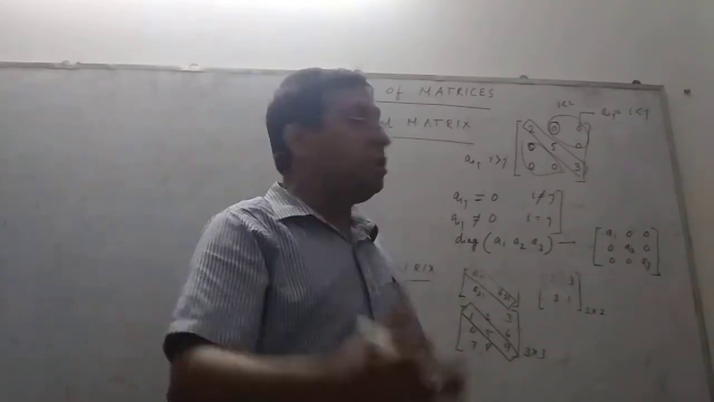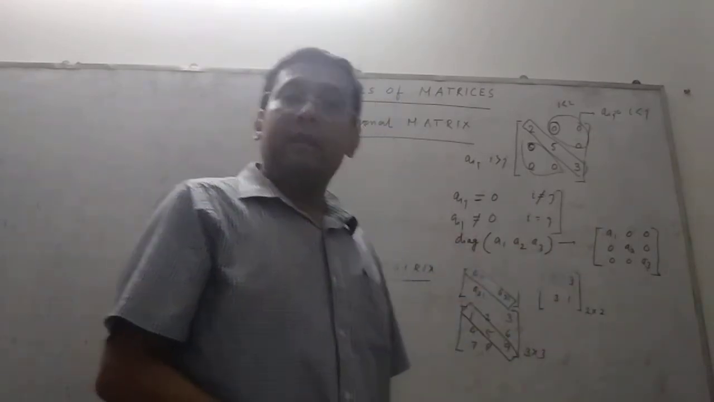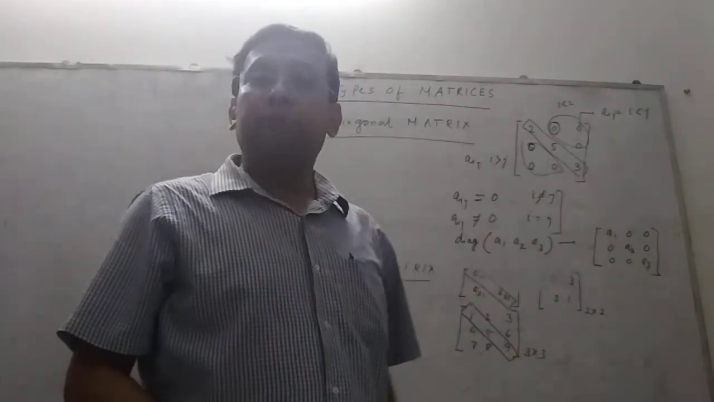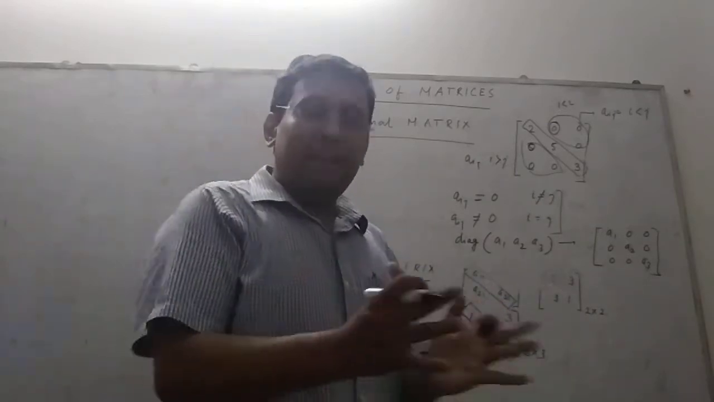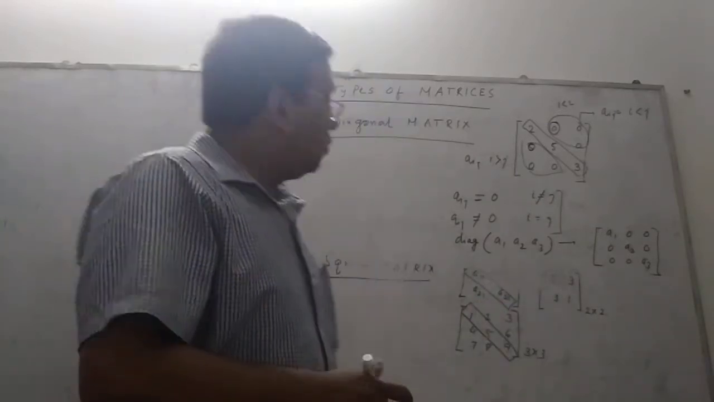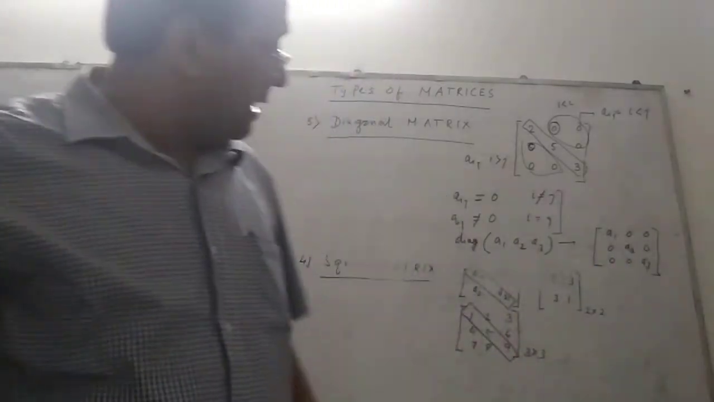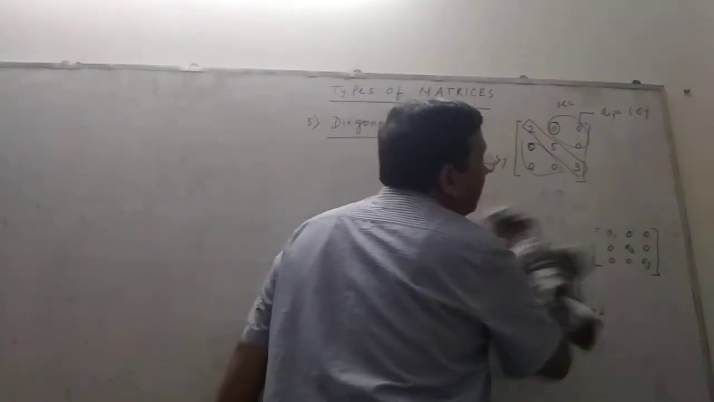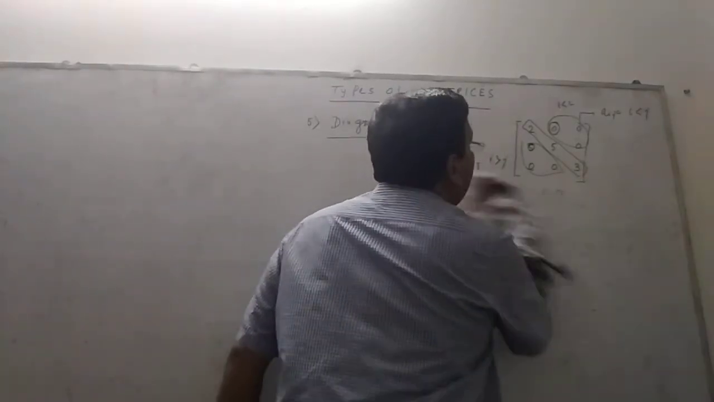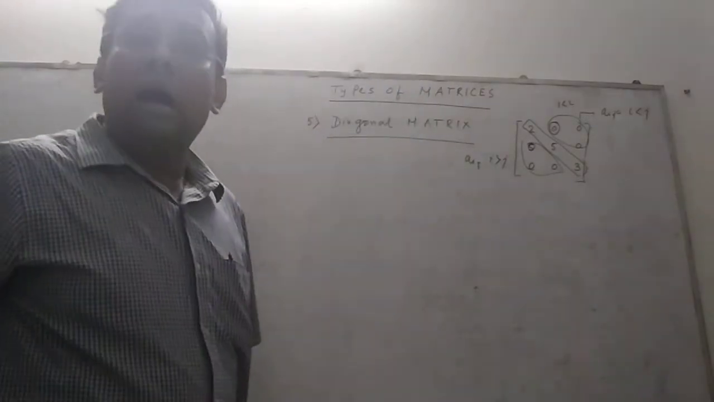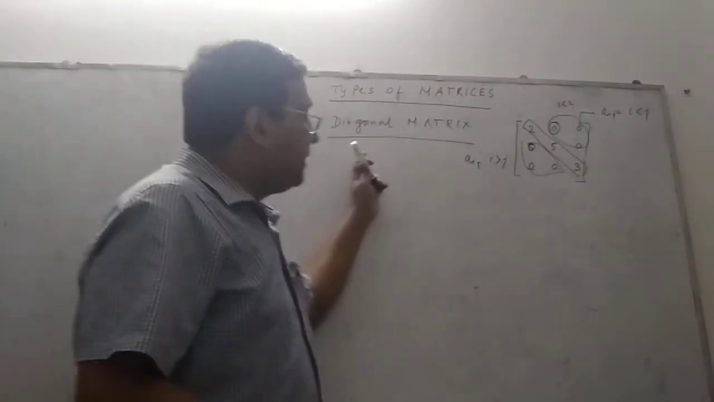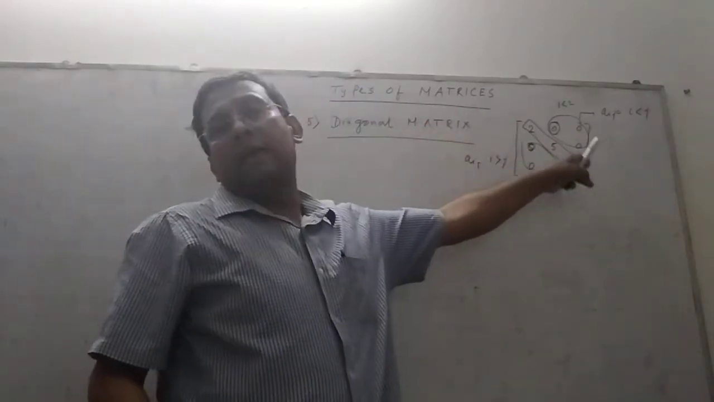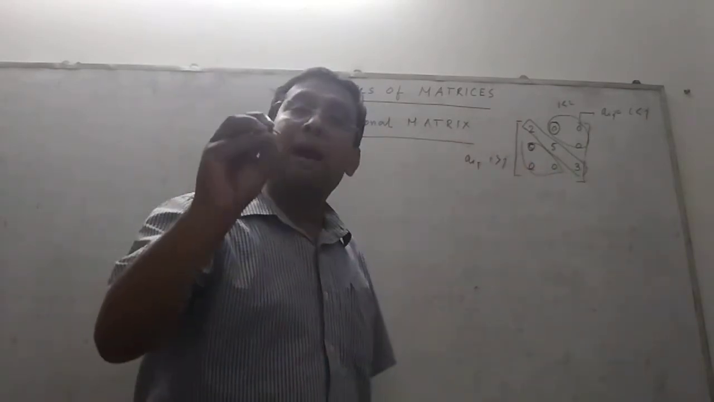In the assignment also you can get questions like adding diag A1, A2, A3 plus diag B1, B2, B3. So you understand that you are asked to add two diagonal matrices. Once we understand what a diagonal matrix is, next we have to understand the scalar matrix. Basically these are the same, but conceptually they are different. Now what is a scalar matrix? A scalar matrix is a diagonal matrix in which all the elements along the primary diagonal are the same.